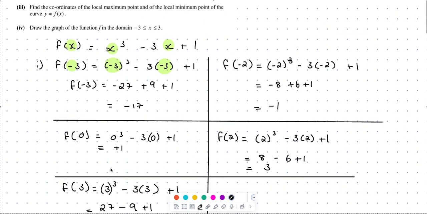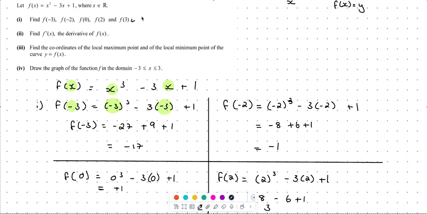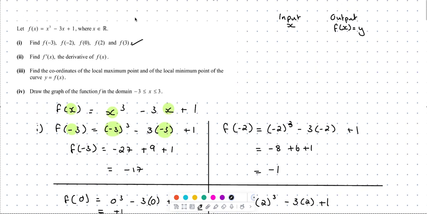So that was the first part done, and hopefully that's something you remember from junior cycle, whether you did higher level or ordinary level at junior cert. All of us had to be able to do that, where you are given the name of a function and asked to take out the x and replace it with the various inputs, which we often call the domain. Just to give you the official terminology here, the domain is the input, and the range is the output.